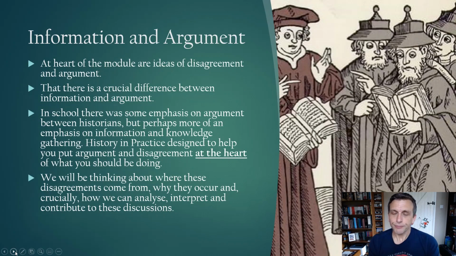At the heart of the module is an attempt to understand a bit better ideas about disagreement and argument. There's a crucial difference between information, the Battle of Hastings happened in 1066, and an argument on the other. The Battle of Hastings is actually a product of Norman power politics and Saxon weakness. It's an argument. What we principally want you to be scrutinizing and thinking about is disputation and difference in historical scholarship. Although you need to get your facts straight, of course, you can't say the Battle of Hastings took place in 1032 or whatever. You need to have information.